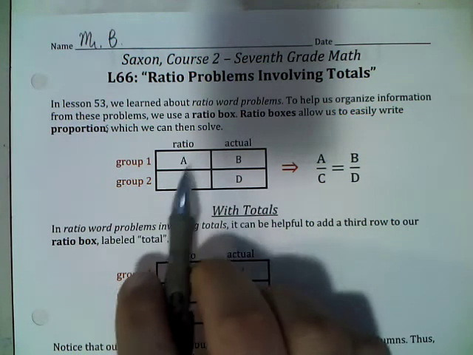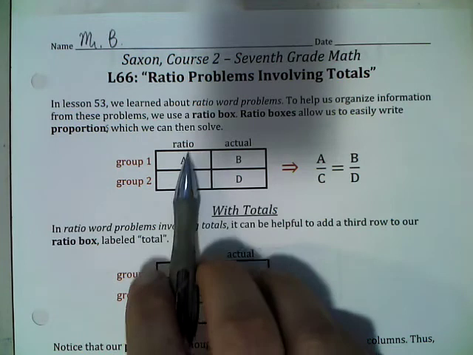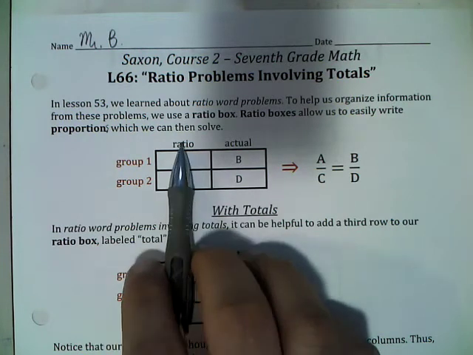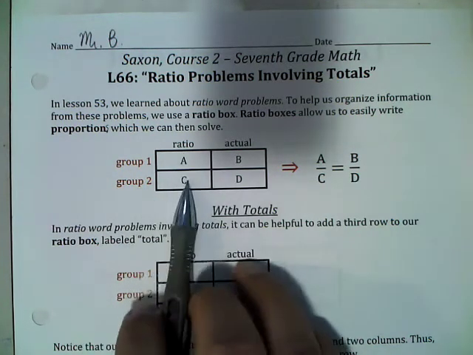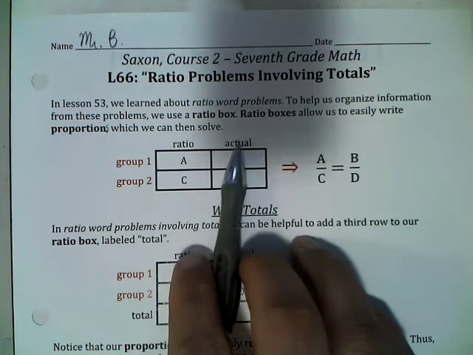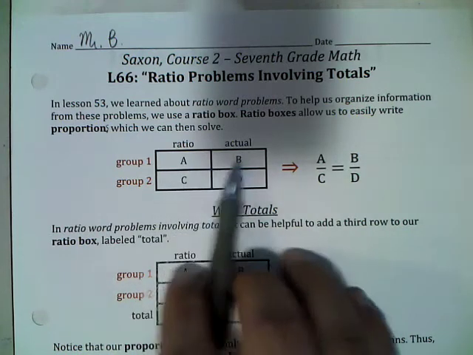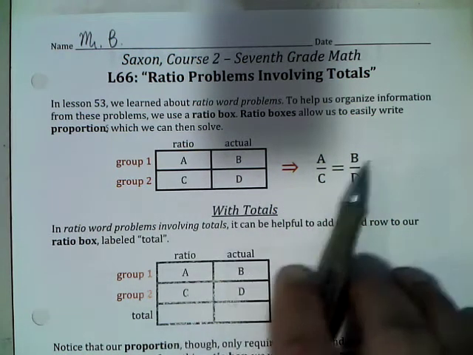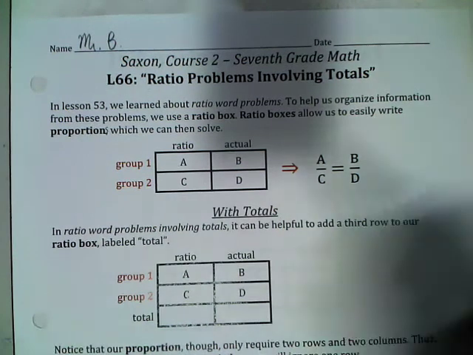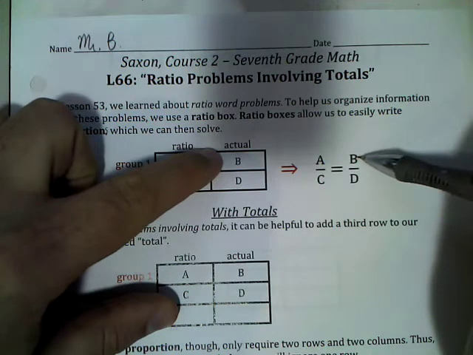For our purposes here, I went ahead and filled in some letters. Let's say that the ratio number for group 1 is A, the ratio number for group 2 is C. The actual number of group 1 is B, and the actual number of group 2 is D. Once I've got it organized in my ratio box, then we can just turn it into a proportion by putting A over C and B over D.